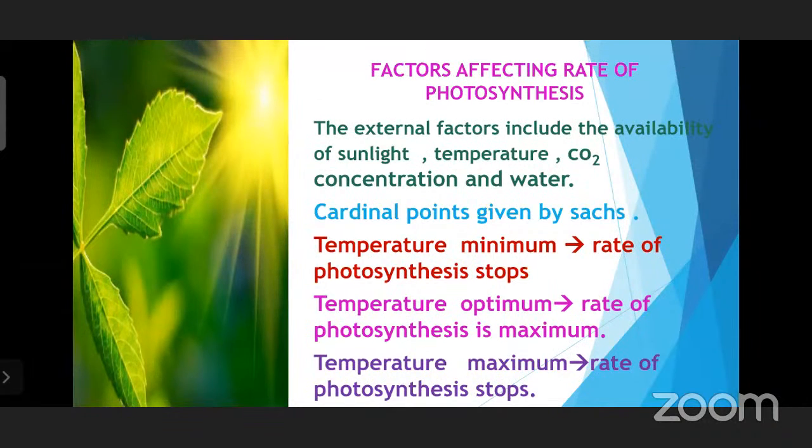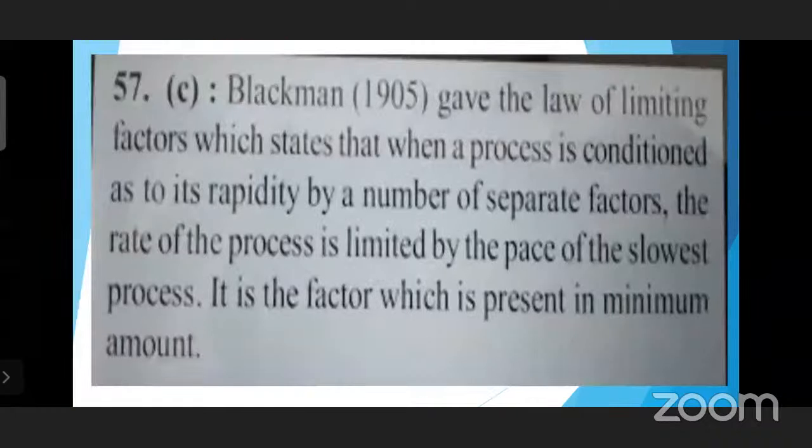It is important that sunlight must be there, but if it is very less, the minimum, it will stop the photosynthesis. And if it is very high, the maximum, the enzymes will be denatured. Certain enzymes are responsible for the electron transport and all those things. They will not work properly. So that's why the temperature is very important, and optimum temperature is important for the rate of photosynthesis to be maximum.